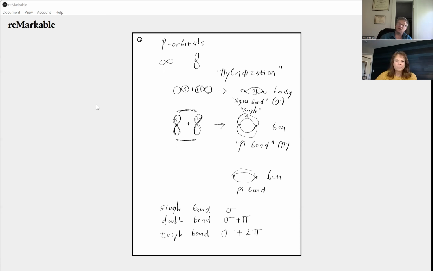Why is there nothing larger than a triple bond? Where would you put the electrons? There's nowhere left for them to go. The space in between is filled with a sigma bond. The space in front and back is filled with a pi bond. Space top and bottom is filled with the second pi bond.